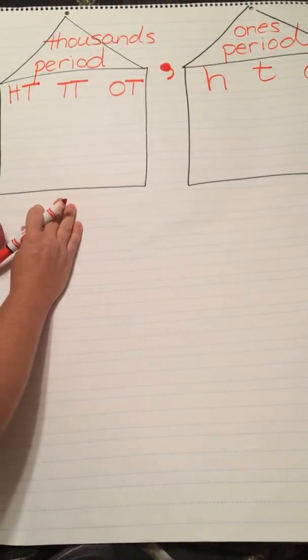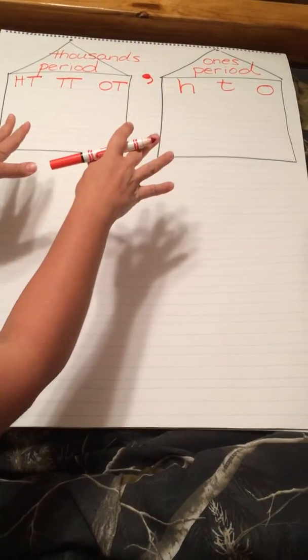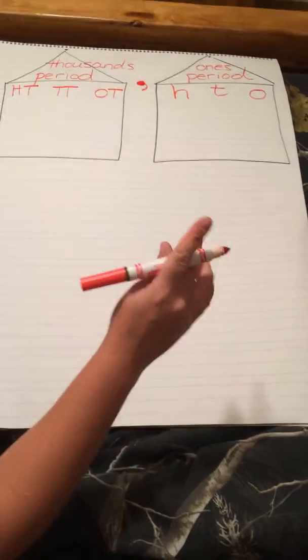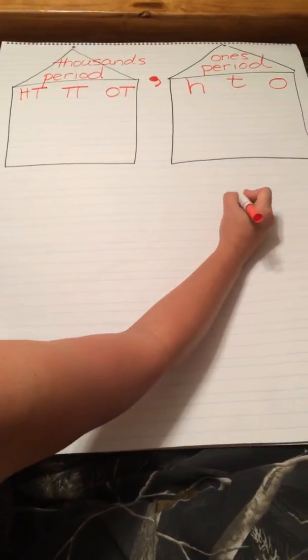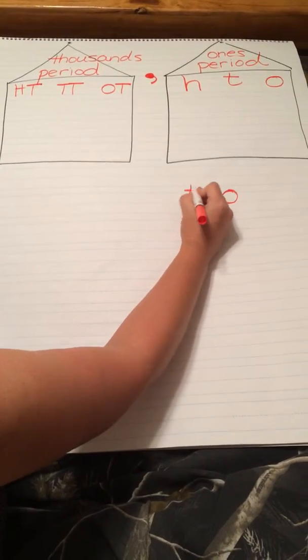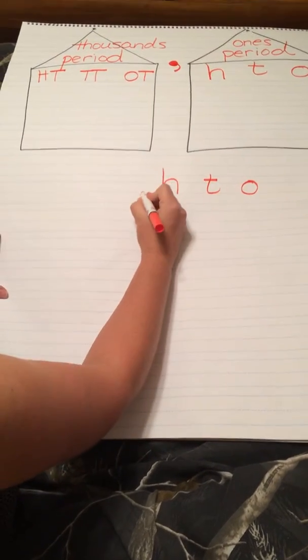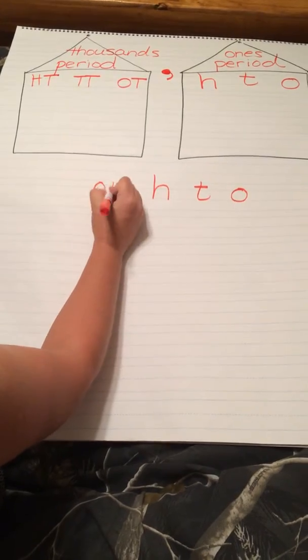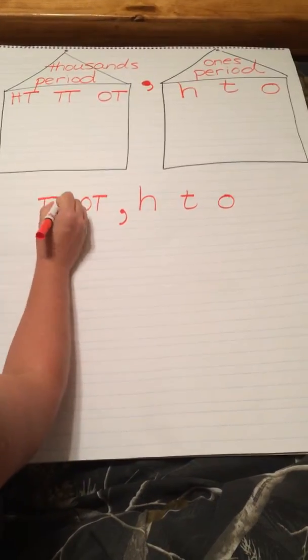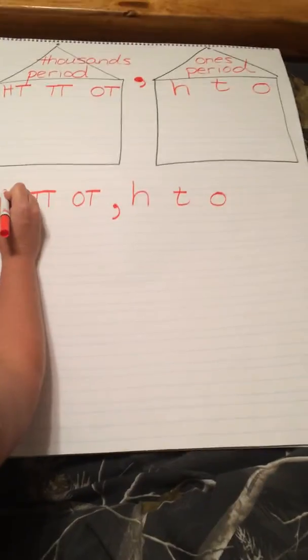After your children are able to reproduce and explain to you the place value houses, then we move into teaching them to draw in a chart form. For example, ones, tens, hundreds, thousands, ten thousands, hundred thousands.